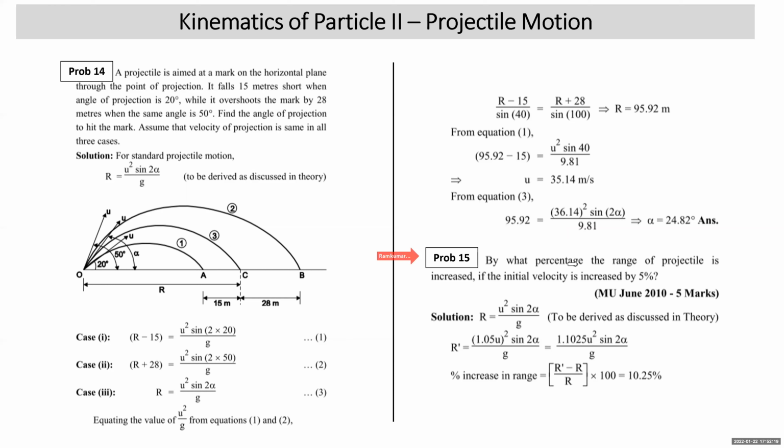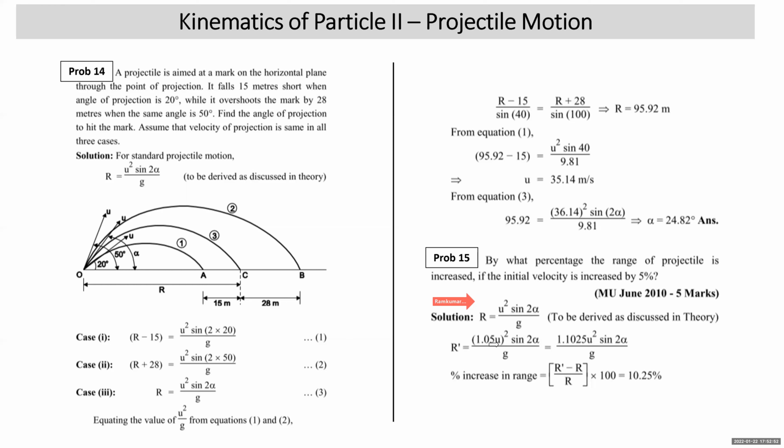The problem reads: by what percentage the range of the projectile is increased if the initial velocity is increased by 5%. You need to derive this formula. R is equal to u square sine 2 alpha upon g. If nothing is given, that means this range what we are talking about is the standard range formula. Now, if angle is alpha, range is r, initial velocity is u. Now he says that if the initial velocity is increased by 5%, that means u is made 1.05u and its range, we call it r dash, right?